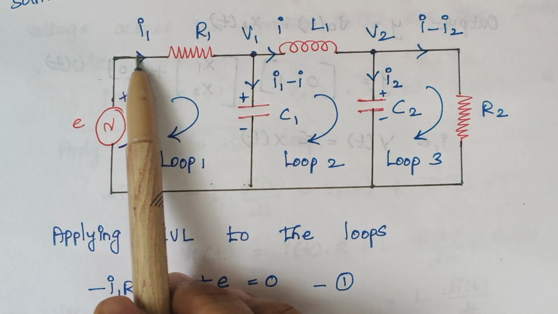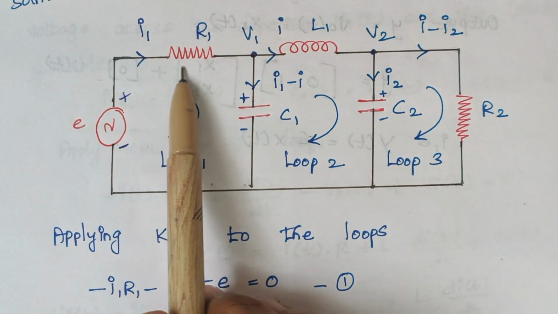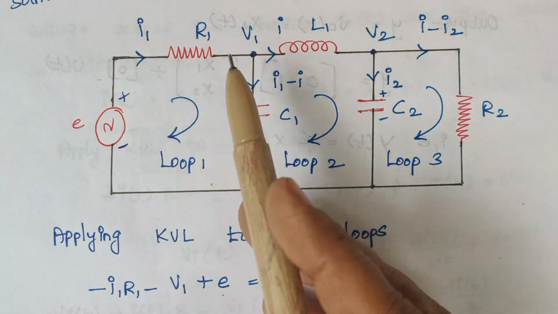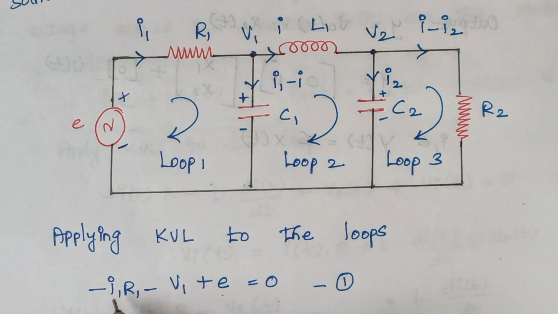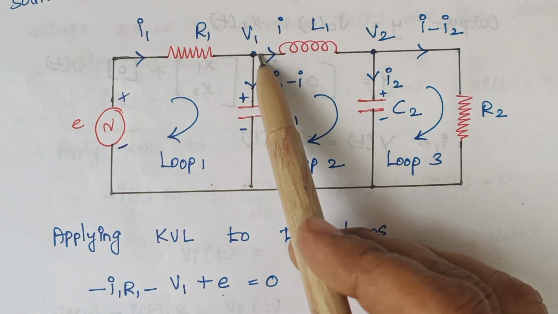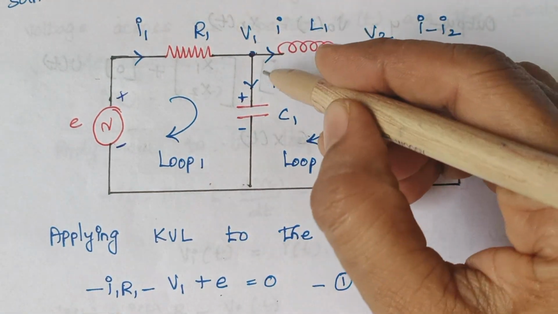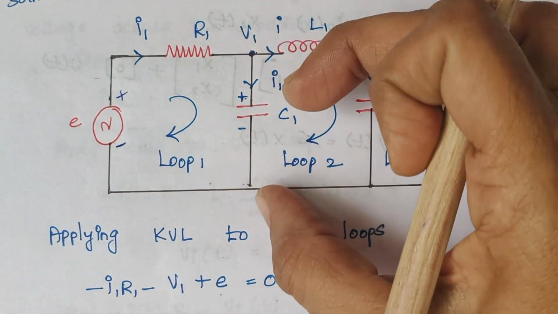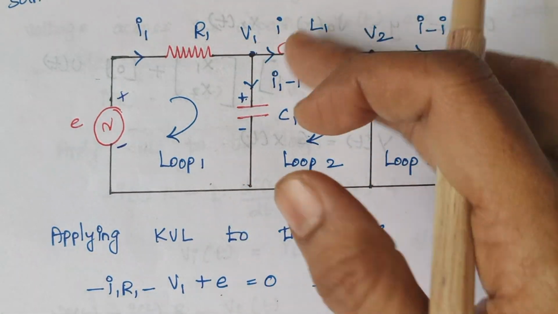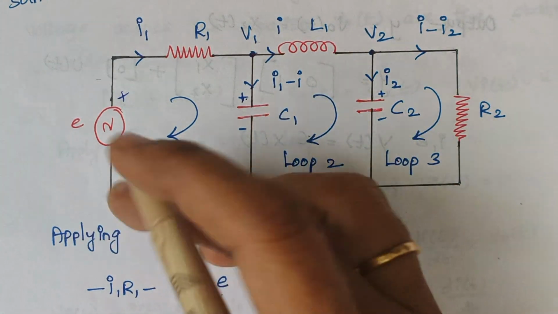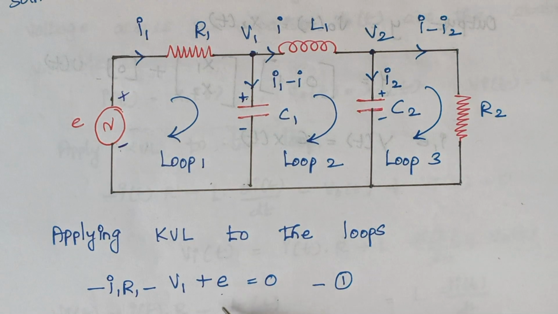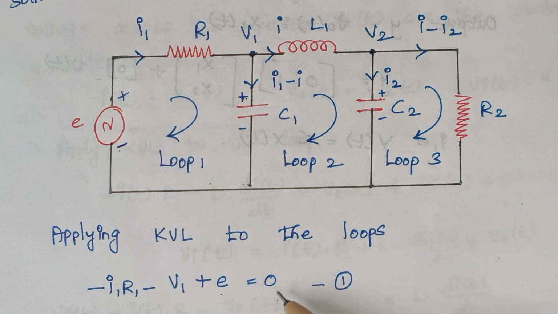So the voltage drop across resistor R1 is I1 R1, and since it is a voltage drop, a minus is included. Looking at this part, current flows downwards, from plus to minus, therefore the voltage across this capacitor is again minus V1. For this supply voltage, the current flows from minus to plus, therefore it is plus E, which is equal to 0. This is equation number 1.